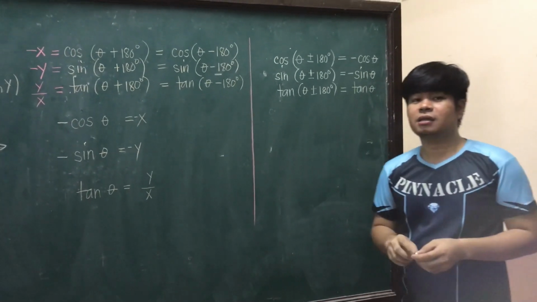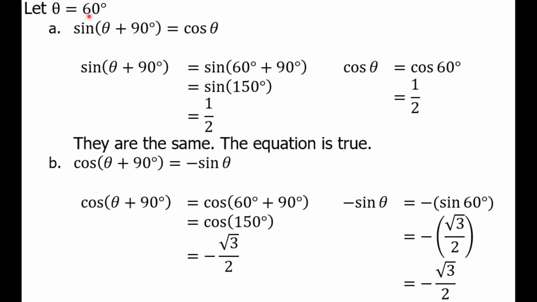These are the identities. So we let theta be equal to 60 degrees. Sine of theta plus 90 degrees is equal to cosine theta. We separate these two and substitute theta equal to 60 degrees. So 60 degrees plus 90 degrees is 150 degrees. The reference angle of 150 degrees is 30 degrees, and it is found on quadrant 2. So the y coordinate is positive, and that is 1/2. Cosine 60 degrees is found on quadrant 1, and cosine 60 degrees is 1/2. They are the same.